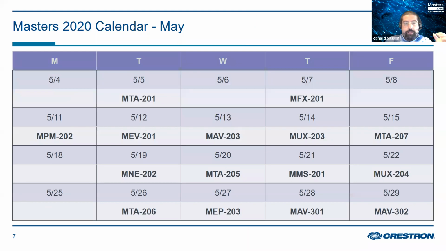We have sessions on the 11th, the 12th, the 13th, the 14th, and the 15th. So next week, every day at 11 a.m. Eastern, we have the MTA courses available. The following week on the 19th, 20th, 21st, and 22nd, we have additional courses, each in different subjects. And on top of that, on the 26th, 27th, 28th, and 29th, that is where we wrap up the MTA track.